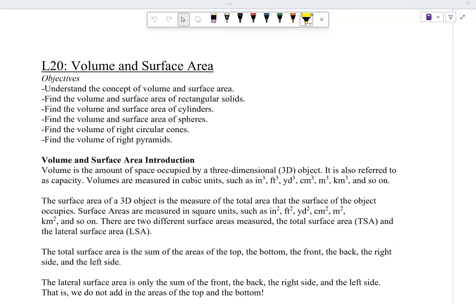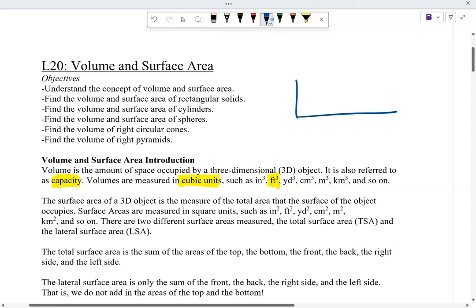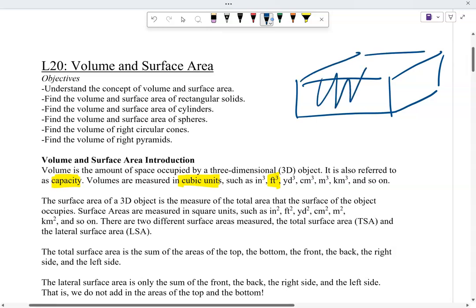We're going to take a look at volume. This is also referred to as capacity, right? Our units are in cubic units. Like if we're in feet, then it's cubic feet. It's like filling up a swimming pool, right? Like how much water do I have in the whole thing? How much water's in there? That's our volume in cubic feet, right?